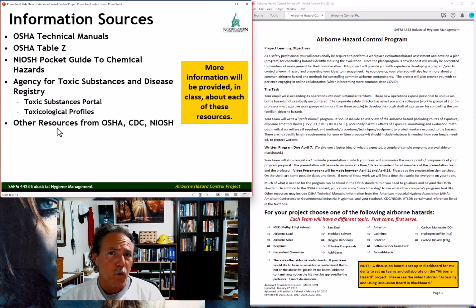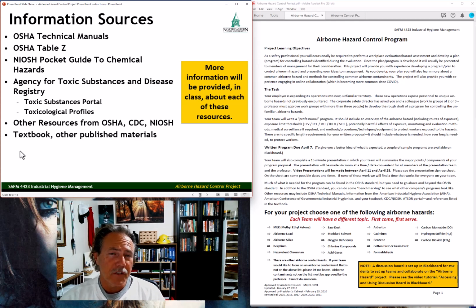There are other resources available from OSHA, the Centers for Disease Control, the CDC, or from NIOSH. There's a wealth of information about all sorts of hazards, not just airborne hazards, but do some research, the kind of research that you might have to do as a safety professional when, let's say you're working at a factory and you have a new process and a new chemical's being used. You're going to have to research that chemical to learn all you can about that chemical.